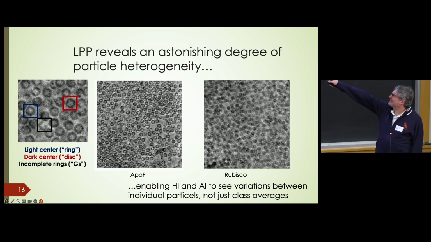And this variation is much stronger than what you would expect from just the fact that they all have different orientations. So what that means is the faceplate enables human intelligence as well as artificial intelligence to spot variations between individual particles and not just class averages. That's a nice thing to know.